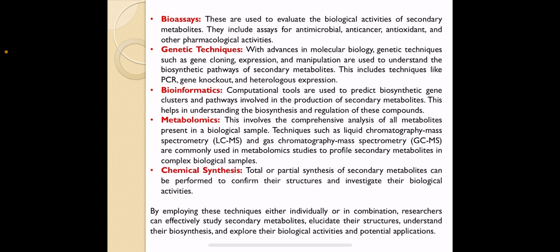And the next is bioinformatics. Computational tools are used to predict biosynthetic gene clusters and pathways involved in the production of secondary metabolites. This helps in understanding the biosynthesis and regulation of these compounds.